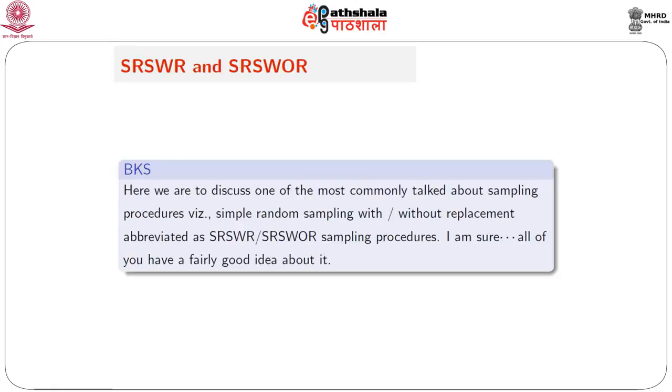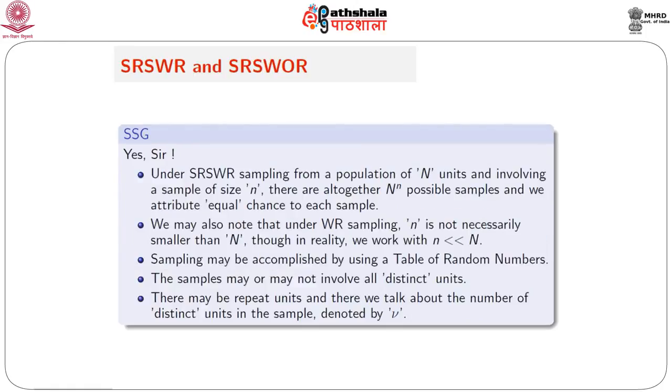We plan to discuss this as one of the most commonly talked about sampling procedures, simple random sampling with or without replacement. I am sure all of you have a fairly good idea about it. Under SRSWR sampling from a population of capital N units and involving a sample size of small n, altogether there are N to the power of n possible samples, and we attribute equal chance to each sample. We may also note that under WR sampling, small n is not necessarily smaller than capital N, though in reality we work with small n much smaller than capital N.